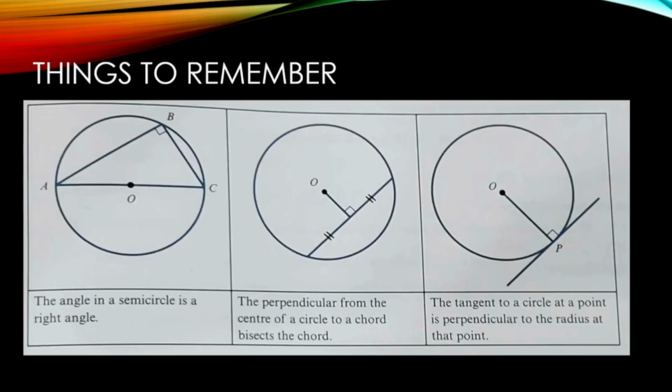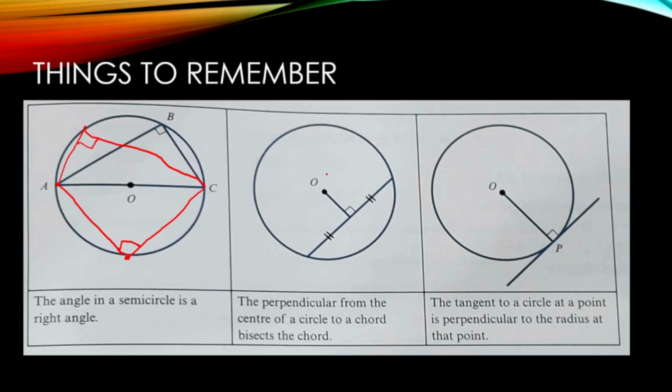Some things that you need to remember for this topic. The angle in a semicircle is a right angle. It doesn't matter where you make it. So for example, let's say I make an angle over here, like this, this will also be a right angle. It just needs to touch the circumference. Or I make something like this, this will be 90 degrees. So it doesn't matter where it is, there will be a right angle.